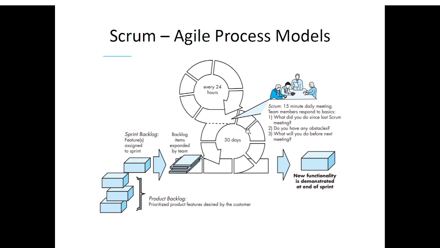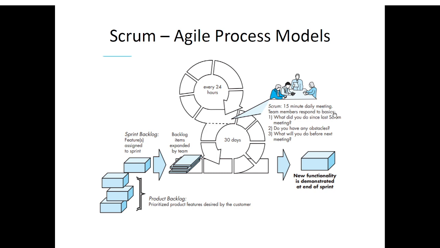Now the sprint is 30 days, but within the 30 day sprint, you have a meeting every 24 hours. A 15 minute daily meeting. Within 24 hours each day you have a 15 minute meeting, because you want to keep this deadline to 30 days only. Within the 30 days you have to develop one sprint, one functionality. So for that you need this 24 hour meeting.